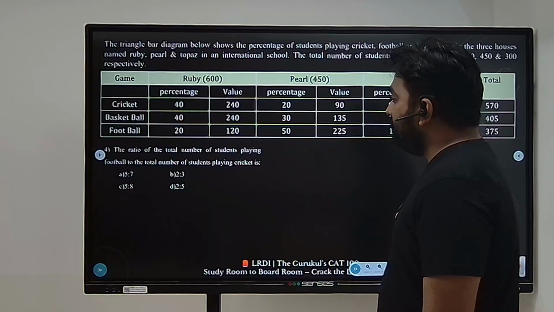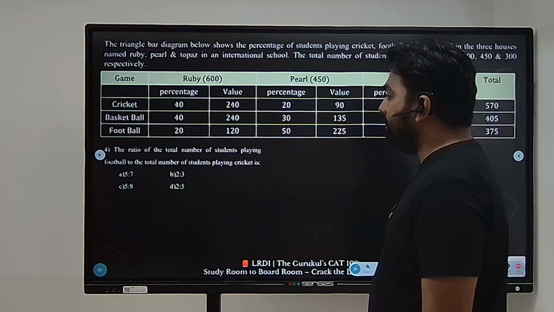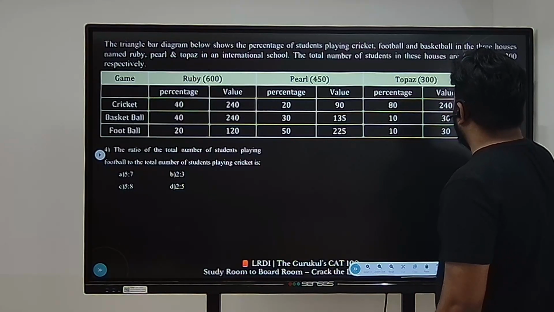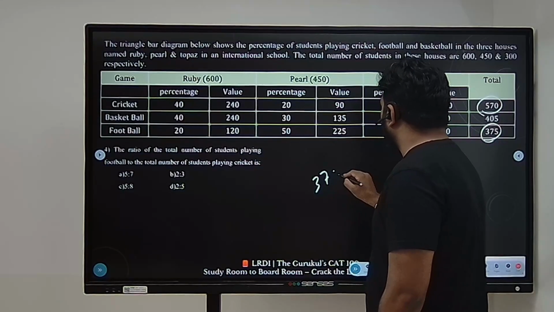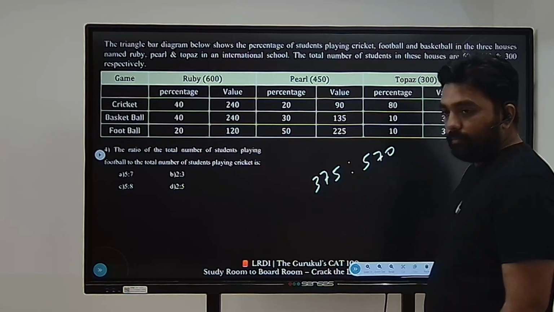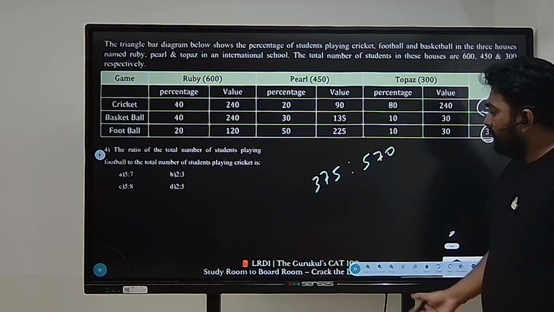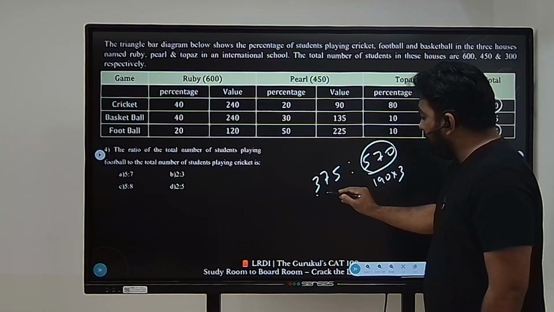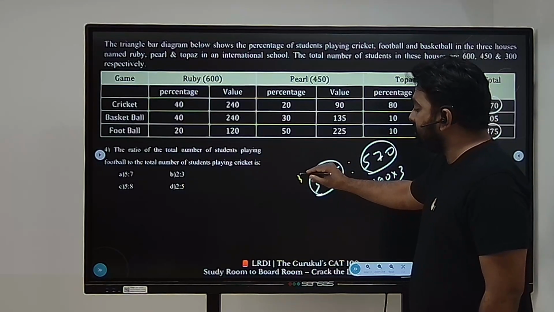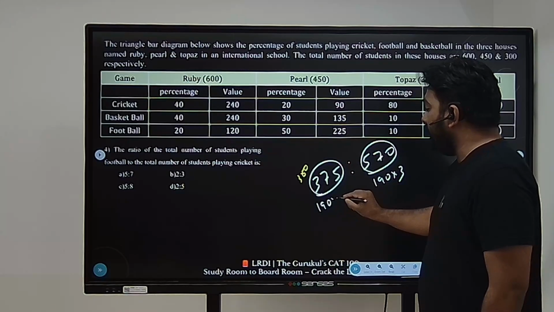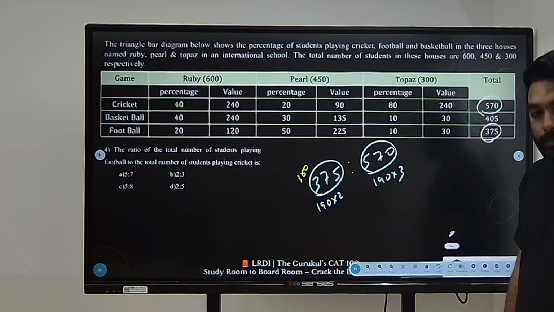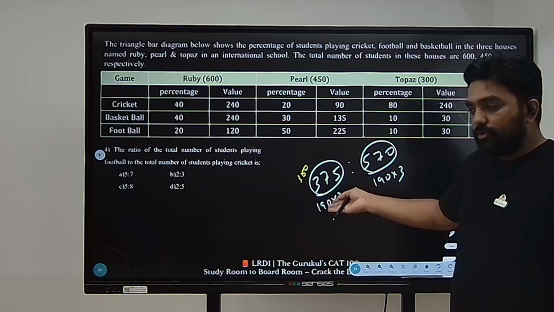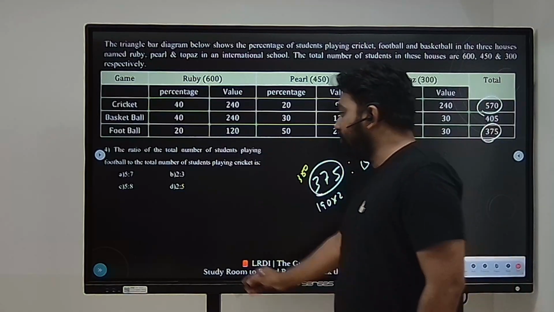Next. The ratio of the total number of students playing football to the total number of students playing cricket is. So we need to find the ratio of football to cricket, which is 375 is to 570. Okay. Now 570 can be written as 190 into 3 and 375. If at all this is 380, I can write it as 190 into 2. But this is not 380, it is 375 only. So it is almost close to each other. So your ratio will be 2:3.